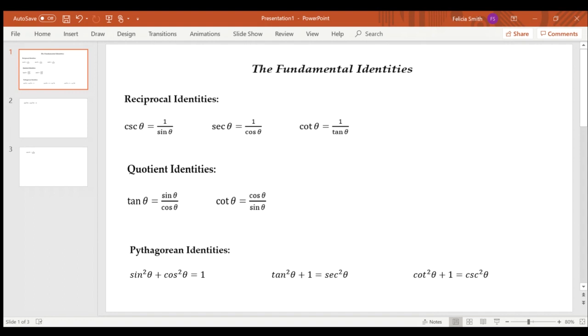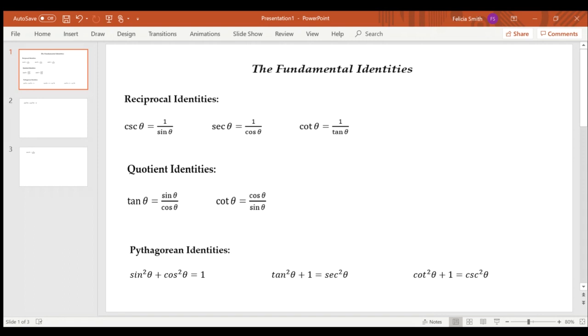Go ahead and take a look at the fundamental identities. We're going to start with the reciprocal identities. So we're taking a look at our cosecant function, our secant function, and our cotangent function. And each of these can be written as a quotient. So if we take a look at cosecant, we can rewrite that as 1 over sine of theta. Secant is written as 1 over cosine of theta. And cotangent can be written as 1 over tangent theta.